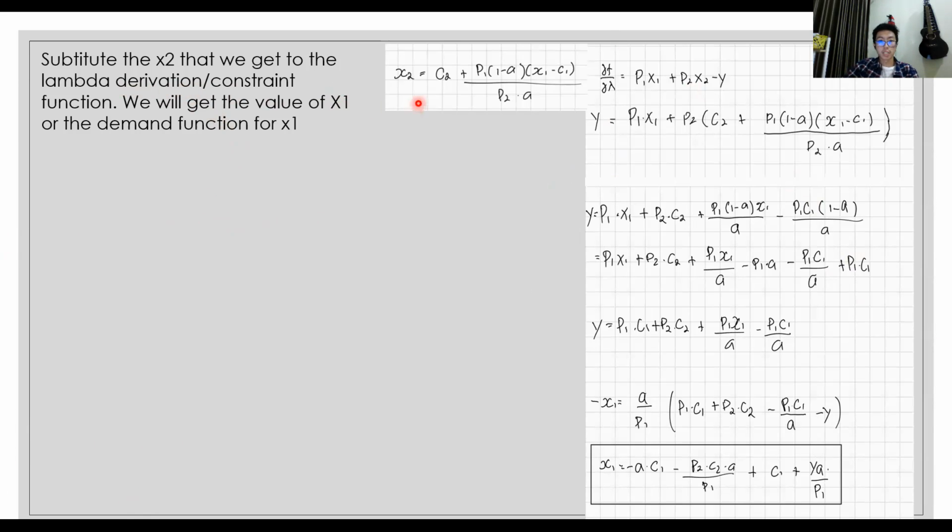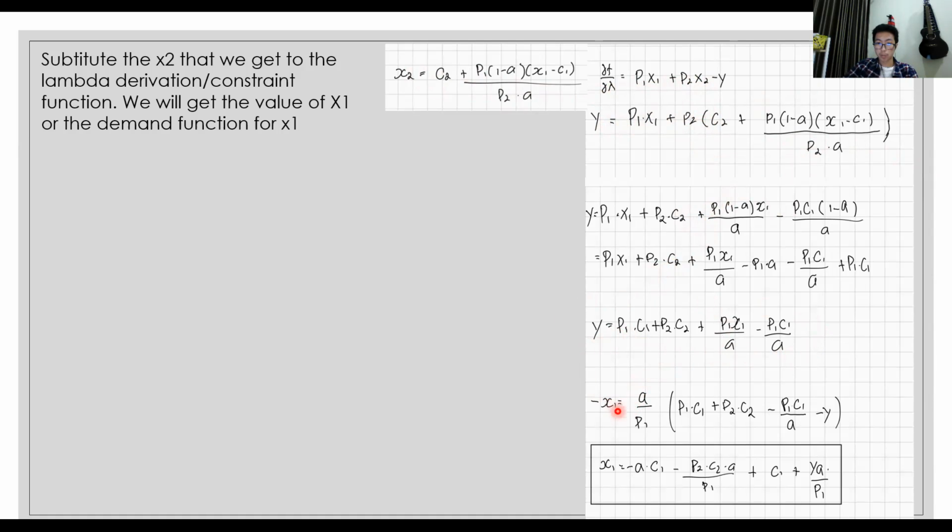So substitute the x2. We'll get the x2 right here. Substitute the x2 into the lambda function or lambda derivation. We've got p1 plus p2 x2 is 0. So we're going to input p1 x1 plus p2 times x2. I put y here just for my convenience, so it's a bit tidier. So we get the idea: we put in x2, then we operate on the terms, then we solve for x1.